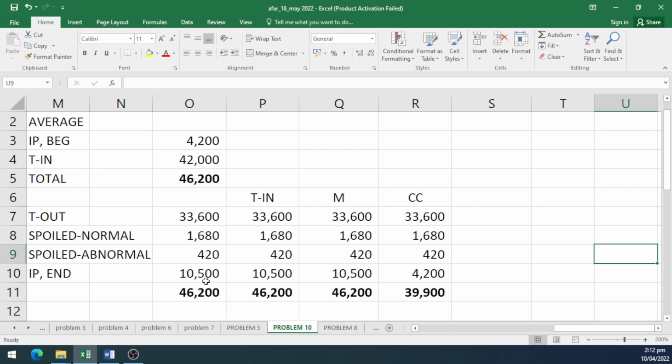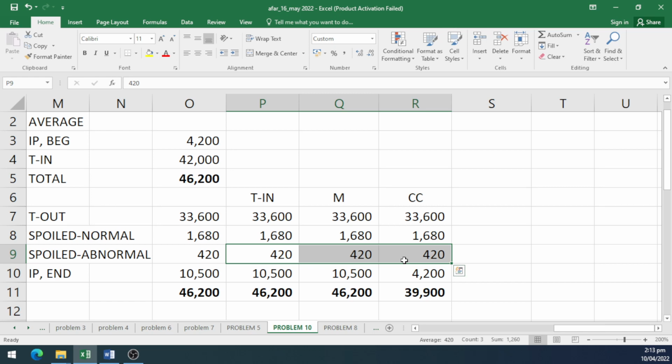At yung ending work in process natin, 10,500. Babalansin nyo lang naman yan eh. No? 46,200 minus 33,600 minus 2,100, ending work in process, 10,500. So, EUP, 100% ito lahat. Itong spoiled, dahil detected at the end of the process, tapos na yan lahat sa process, 100% din. Ganon din po yung spoiled abnormal, 100% done.